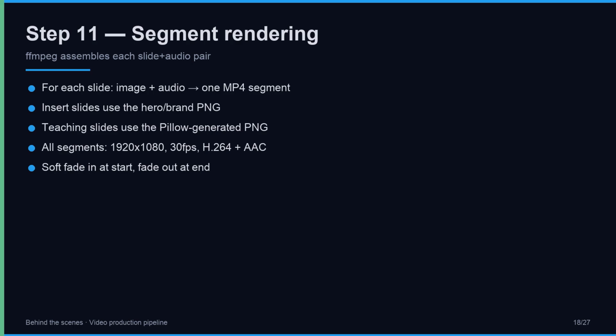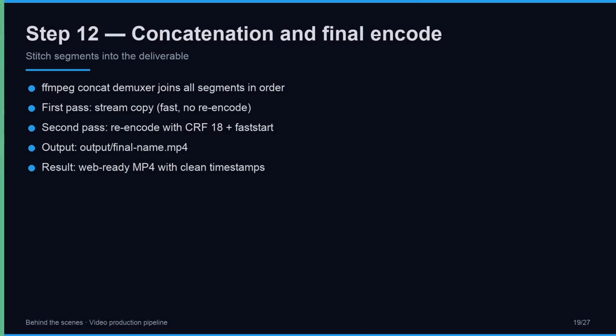Independent, replaceable, clean. Step 12. The final step. FFmpeg's concat demuxer joins all segments in script order, first a stream copy pass that is nearly instant, then a re-encode pass with constant rate factor 18 for quality and plus faststart for web streaming. The result is a clean MP4 with proper timestamps, ready for YouTube or any video platform. The build script prints the final path, duration, and file size.